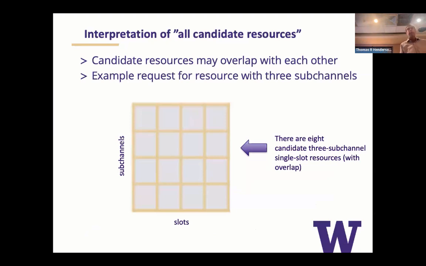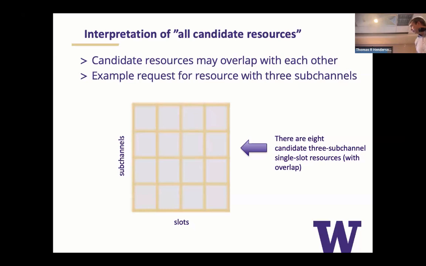We had to make an interpretation of what we mean by all candidate resources. So this is a simple example to depict how we defined it. We have slots on the x-axis here, subchannels on the y. There are 8 candidate 3-subchannel single-slot resources in this block here. So let's assume that there's a request for a resource with 3 subchannels.